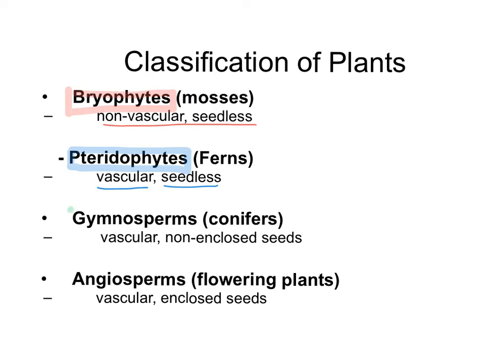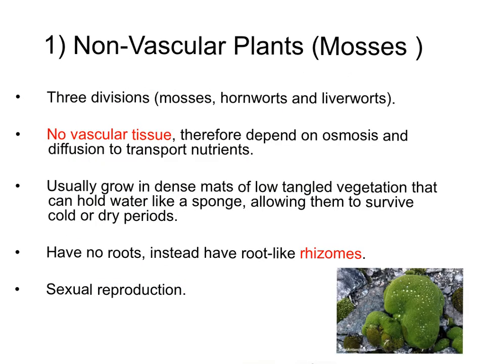Next up, we have our gymnosperms. And our happy little gymnosperms are also vascular, but this time they have seeds. And our final plant is the angiosperm. And our angiosperms also are vascular, and they also have seeds, but they look a bit different. And so you may notice that angiosperms have enclosed seeds and gymnosperms have non-enclosed seeds, and we'll get into what that looks like later. First up in our tour of Kingdom Plantae are the non-vascular plants, or mosses.